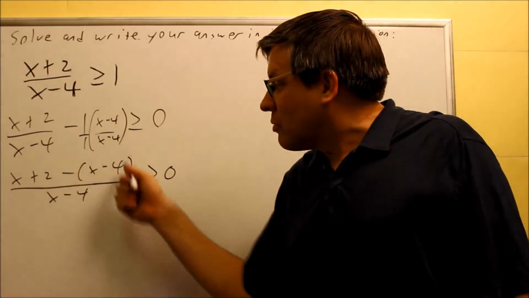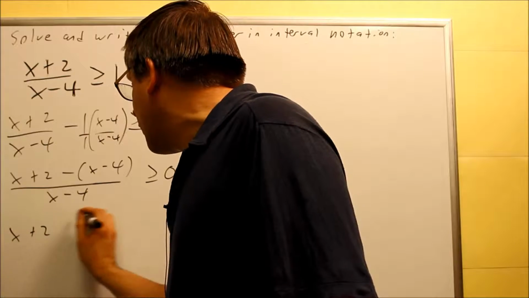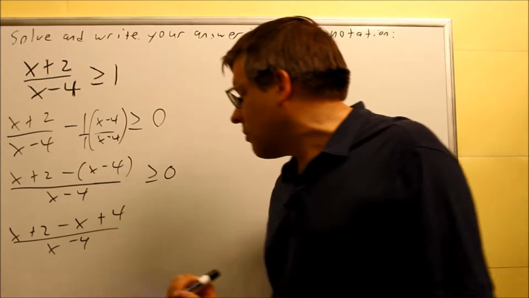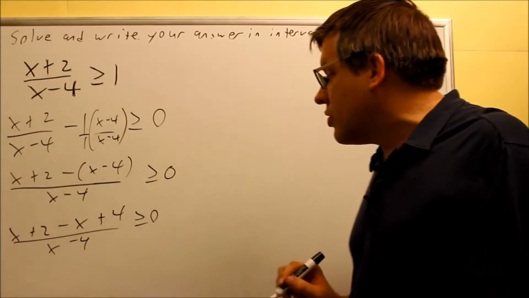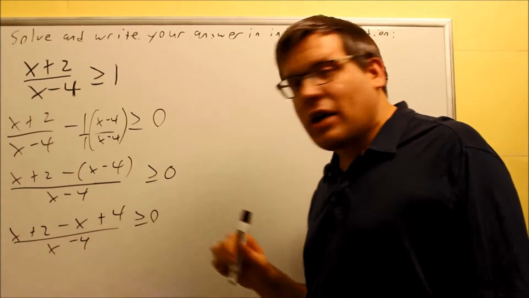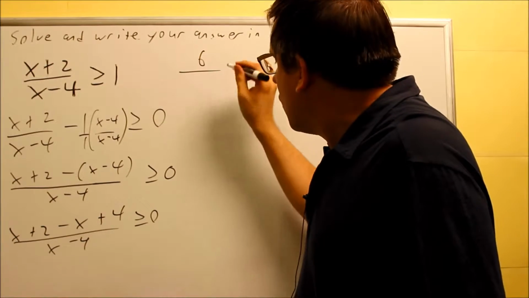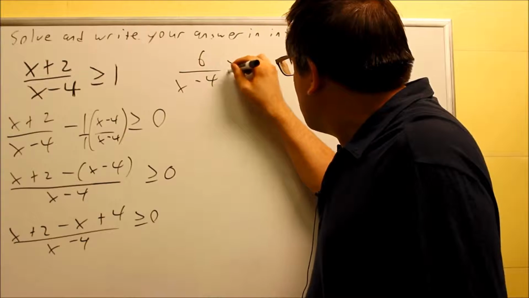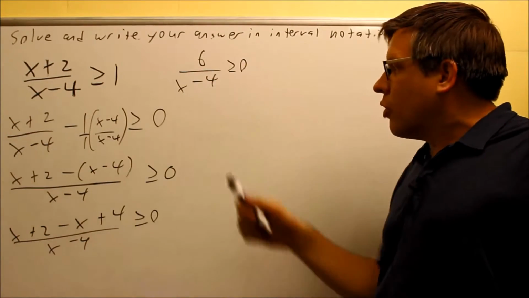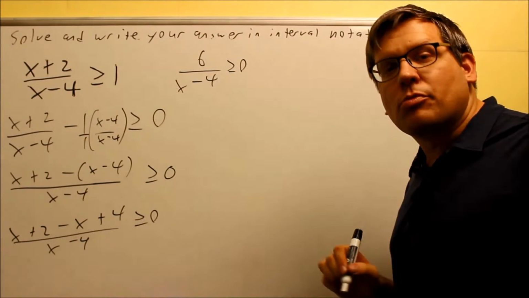So I need to simplify all this now to get it to be one fraction. If I multiply out that negative, I get negative x plus 4, all that over x minus 4, greater than or equal to 0. So I just distributed the minus sign through. Now you want to add like terms. The x's are going to cancel, but then you have 2 plus 4 gives you 6. So you get 6 over x minus 4 is greater than or equal to 0. This is the one that we're going to work with. I'm not going to use any of the other forms. This is the one I want to work with when I'm setting up my table or doing my number line.